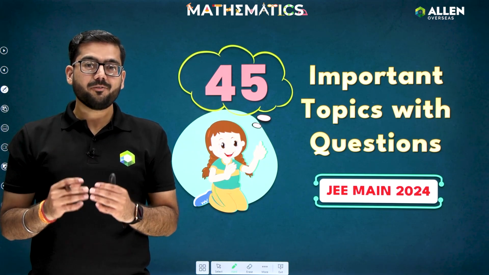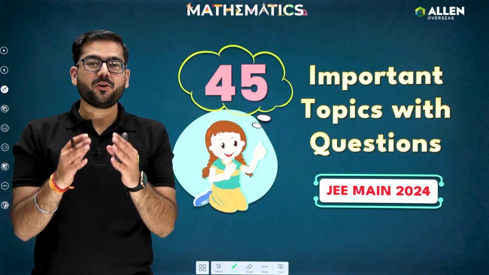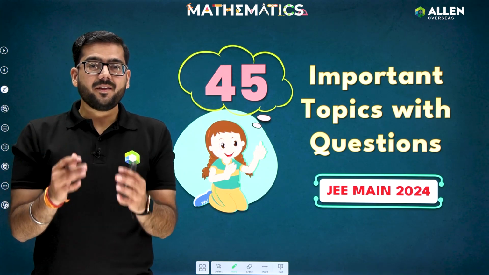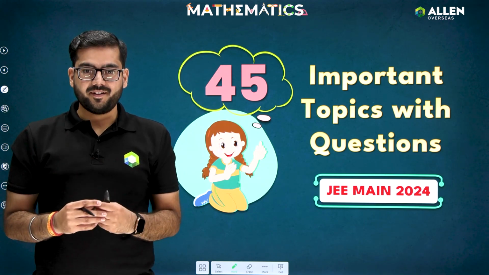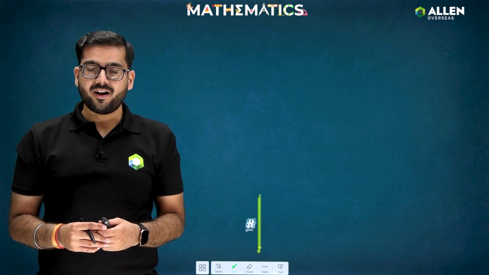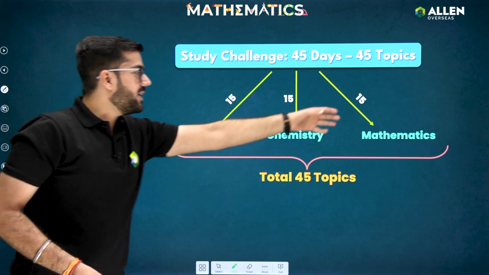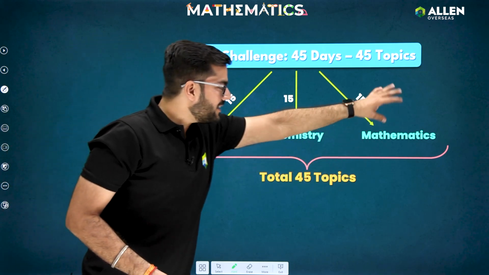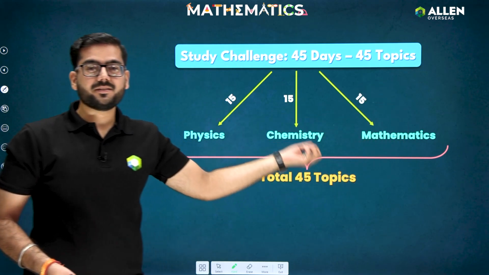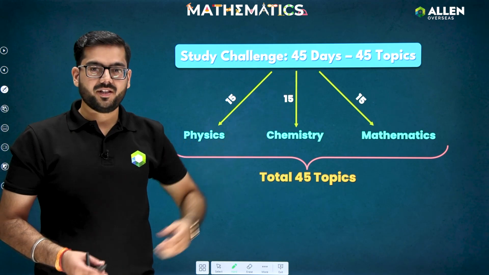In the series we will cover 45 important topics in 45 days, which will be really helpful to all JEE Mains aspirants. And the topic distribution is 15 physics, 15 chemistry and 15 maths. I am going to cover the maths section here. This is the study challenge we will do in the series.